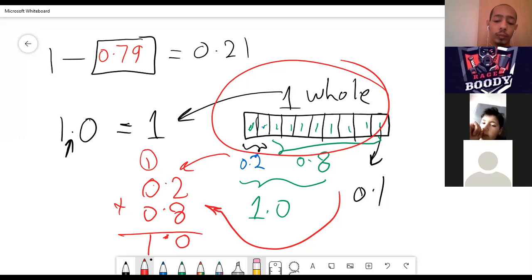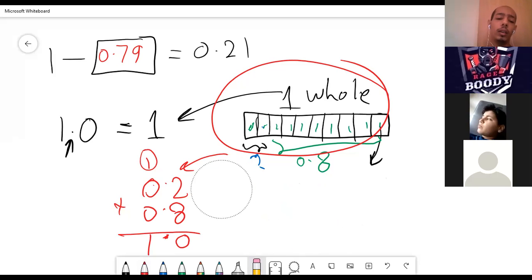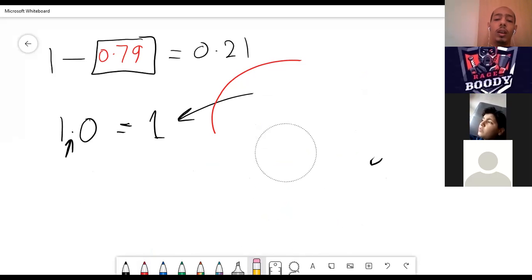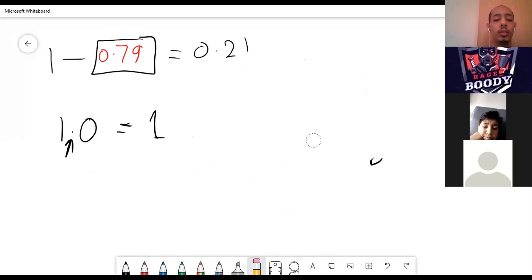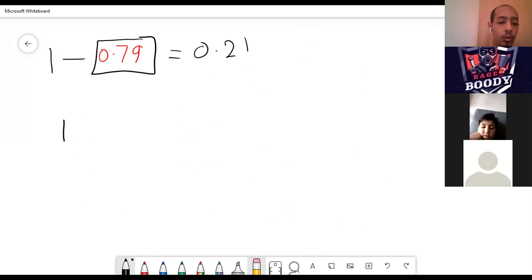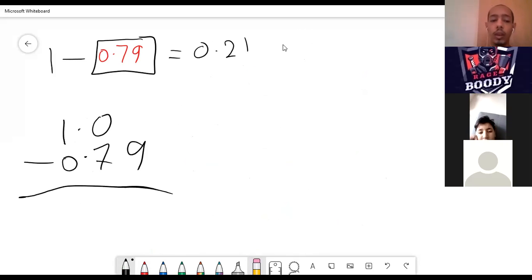The same thing happens with our problem here. 1 minus 0.79. This means 1.0 minus 0.79, right? What is very important here is to align the decimal point. If you don't align the decimal point, you will get the wrong answer, like some of you have done.